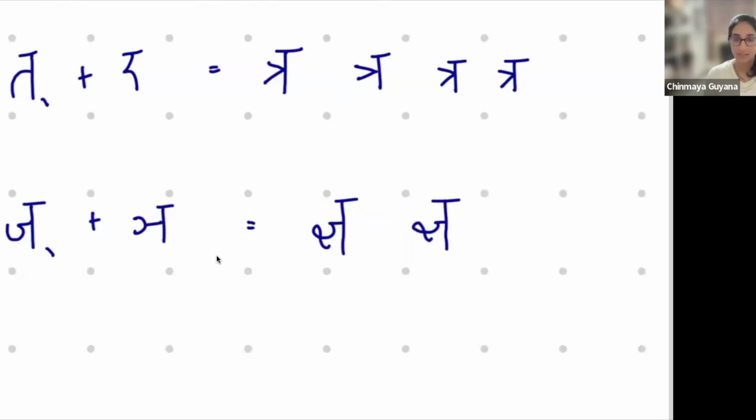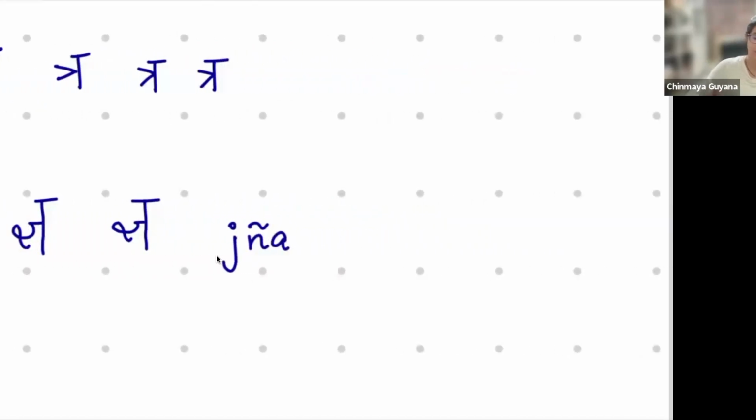And the way to say it, in Hindi, they say gya. Gya is what they say in Hindi. But in Sanskrit, we say nya. Nya. And it is J with the squiggly N. Nya. This is the nya in jnanam. This is the nya in yajna. And when we write, okay, now everybody can read this word for me.